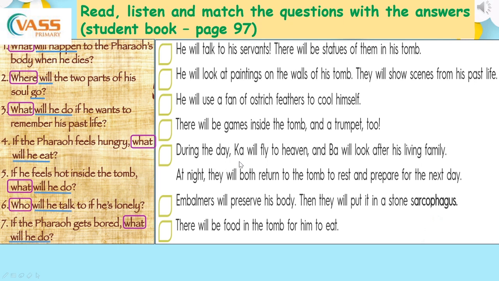During the day, Ka will fly to heaven, and Ba will look after his living family. At night, they both return to the tomb to rest and prepare for the next day. Embalmers will preserve his body. Then they will put it in a stone sarcophagus. There will be food in the tomb for him to eat.